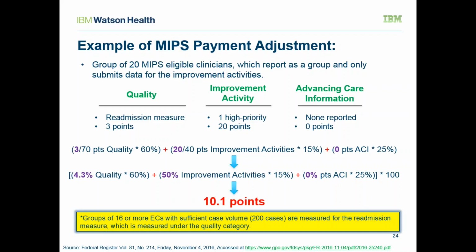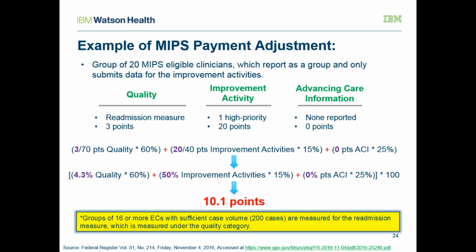Now, in this scenario, you can see that they performed only one high activity for the improvement activities, and under the scoring for groups of more than 15 clinicians, all groups who perform one medium activity will receive 10 out of 40 points under the improvement activity score, and those who perform each high activity receive 20 points. And as you can see, they did have one high priority activity, so they got their 20 points there. And of course, for advanced care information they decided not to report, so there's 0. So this is how the math is all calculated, and at the very end, they get 10.1 points.